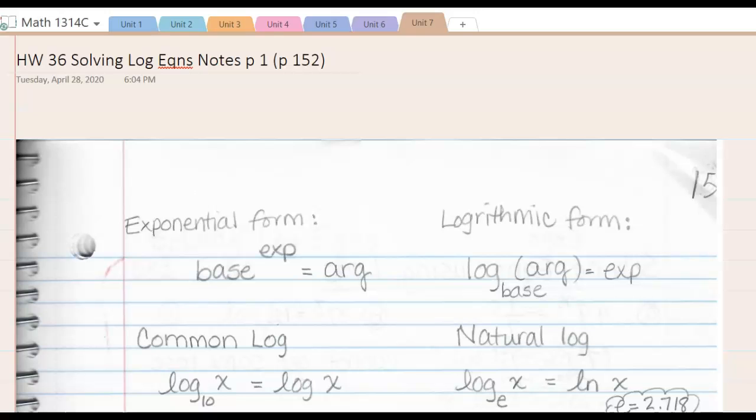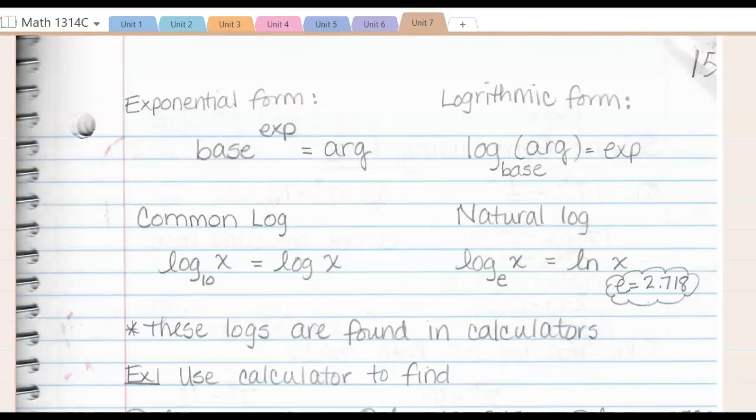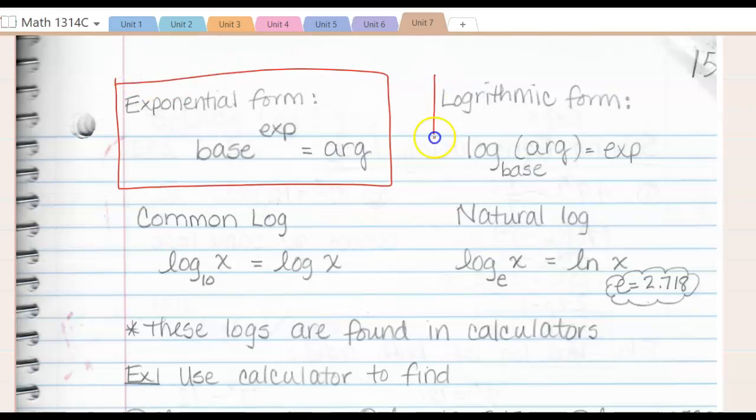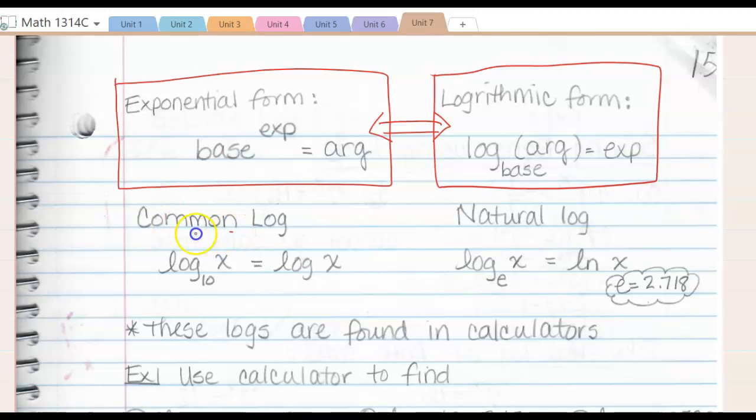This video will cover the first page of notes on the topic of solving log equations. The first thing that I put up here is for us to remember the exponential form and the logarithmic form. More importantly, we need to remember how we can go from one form to the other. Aside from that, we're also going to be talking about the common log and the natural log.